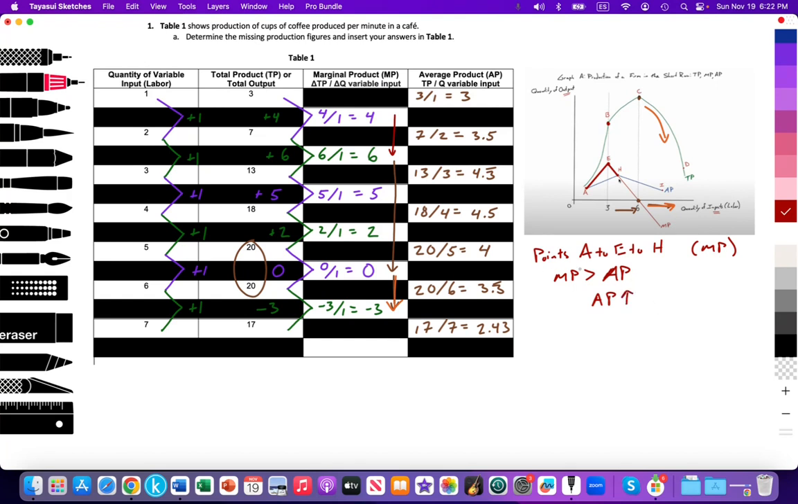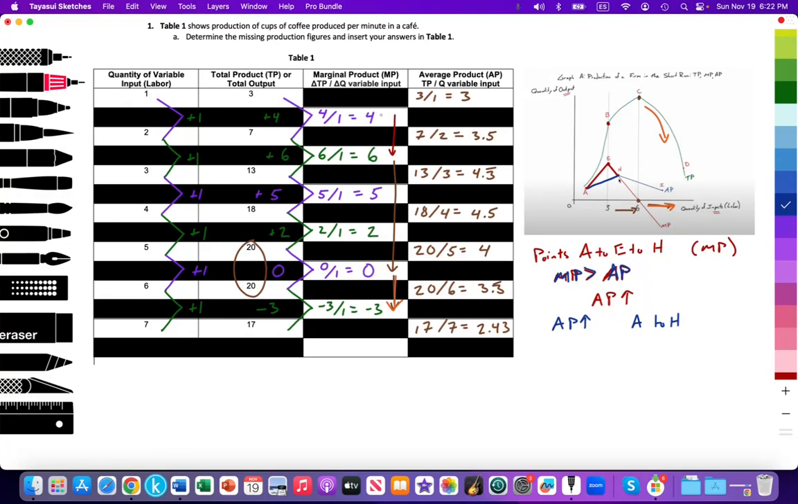If you get an A on your next test and your average grade is a C, it's going to pull that C average up. So we can see the average product curve is rising along that point. So the average product curve is rising as we go from points A to H because the marginal product is greater than the average product. So it pulls the average up.